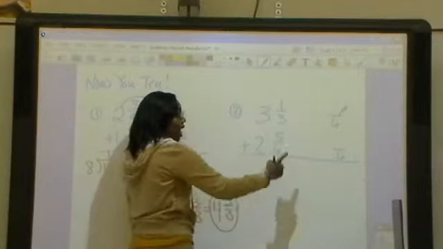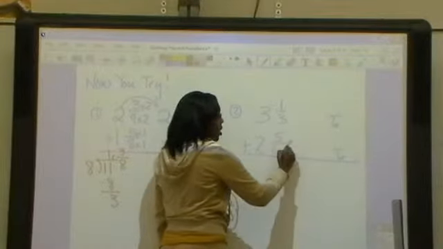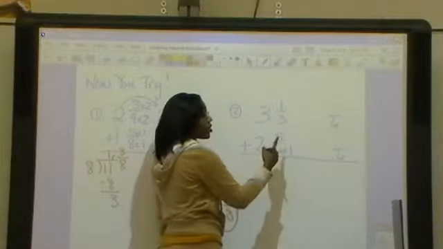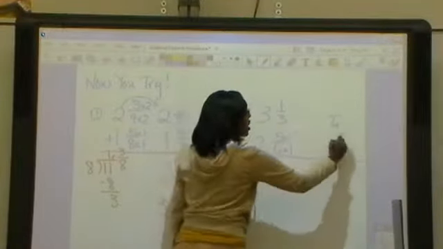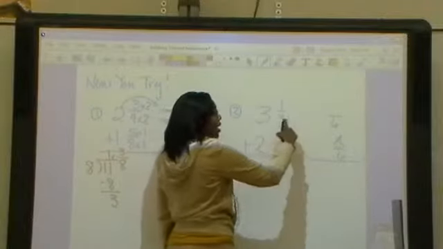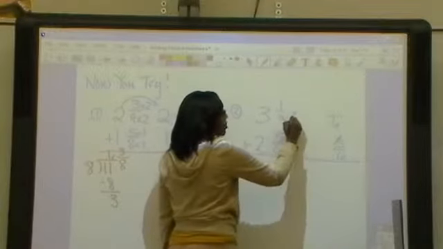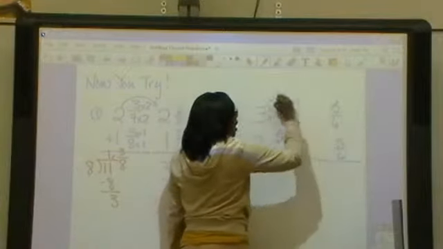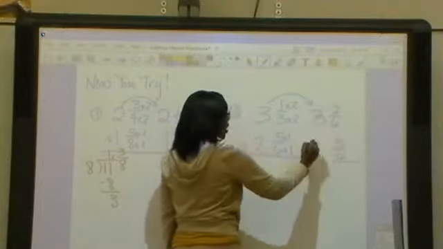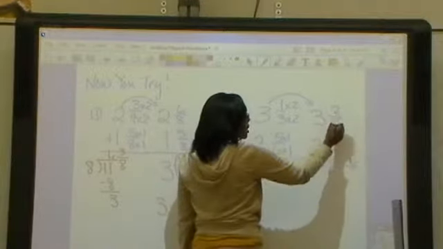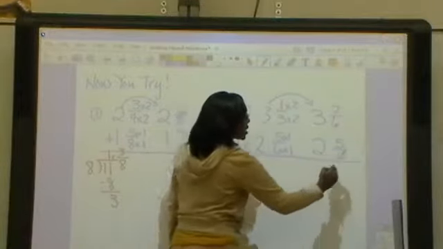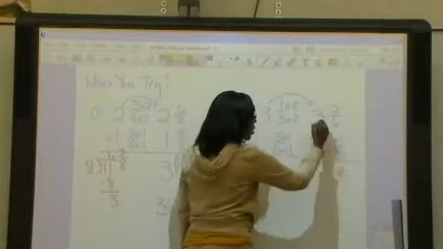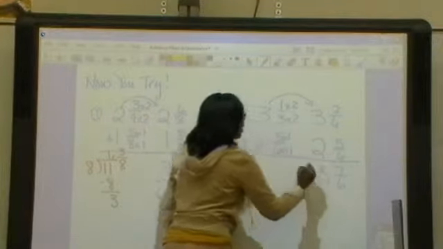So now I need to see, how did I get from 6 to 6? I multiply by 1. Whatever you do to the bottom, do to the top. Then I need to see, how did I get from 3 to 6? I multiply by 2. Whatever you do to the bottom, do to the top. I need to put my whole numbers back in front. Now 2/6 plus 5/6 is 7/6, and 3 plus 2 is 5.